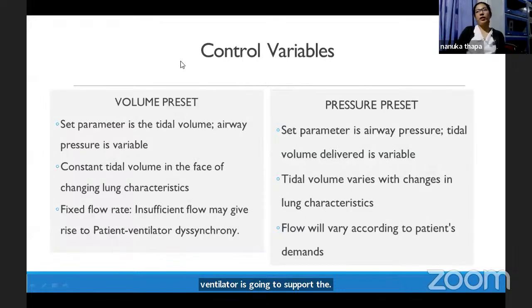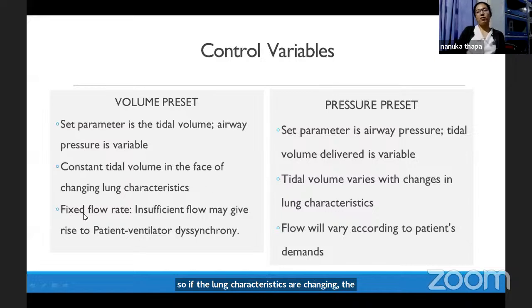Now we'll discuss the various control variables. There are two ways of having controlled ventilation. One is the first mode where you have a volume control, also referred to as volume preset. Over here, the fixed parameter is the tidal volume. So we can only fix the tidal volume. Depending upon the patient characteristics, the characteristics of the tubing and the sedation, the airway pressure will be variable. The constant factor will be the tidal volume delivered. So if the lung characteristics are changing, the pressure that the ventilator needs to generate that prefixed tidal volume will vary.